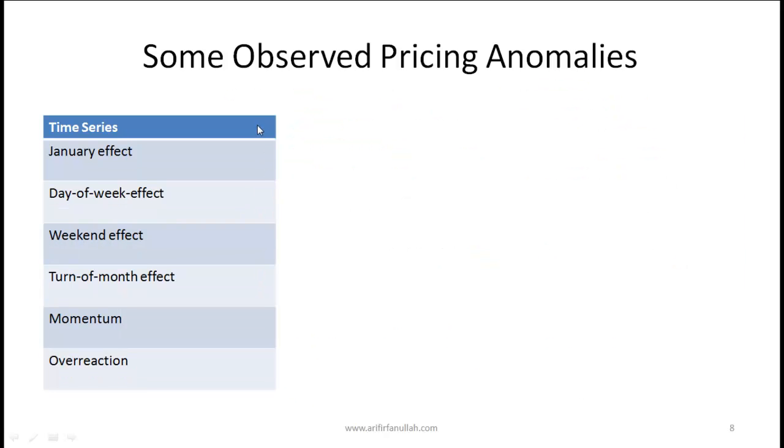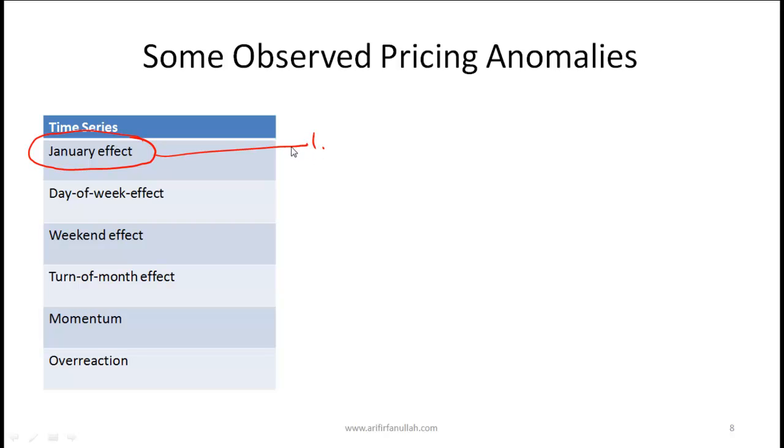Now let's look at some price series data which have been identified using time series data. One of the most popular anomalies that has been observed in several markets is the January effect. And essentially the January effect is that stocks that are purchased in early January seem to give investors abnormal returns. Now two explanations have been given for this.